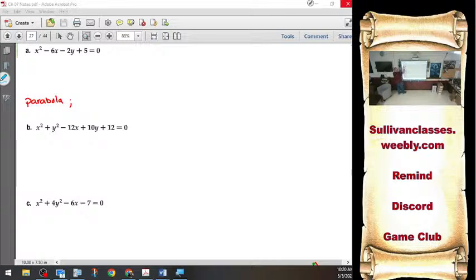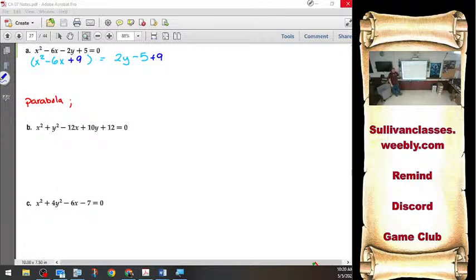Go put it in its standard form. Group your X stuff together. Put your not X stuff to the other side. Complete the square. Half of -6 is -3. -3 squared is 9. Add 9 to both sides.